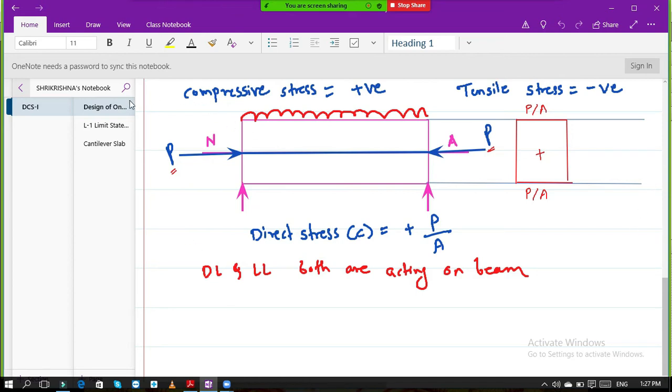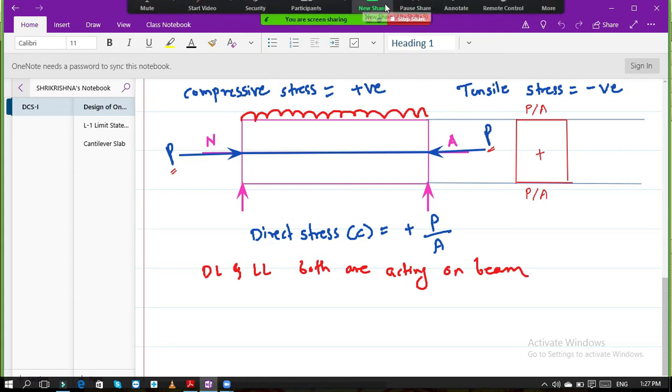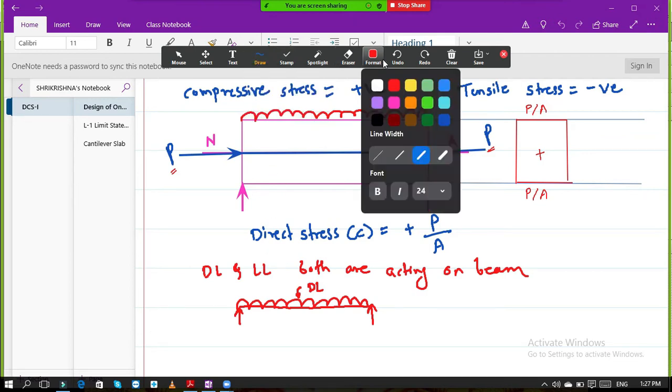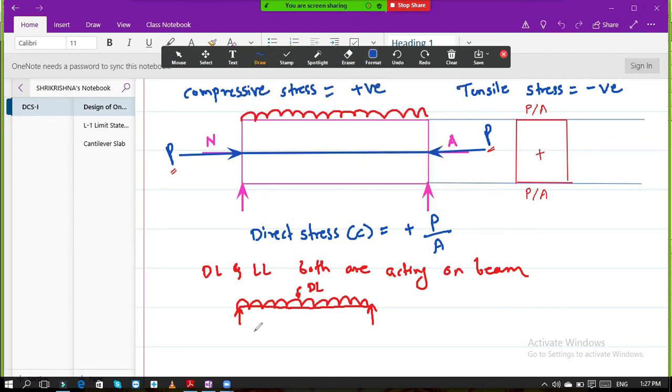Now this is the beam. I will draw the line diagram again. So this is your beam. It is simply supported over here. And now let us consider only dead load first. This is the dead load on the beam, whatever may be the value. Okay, dead load on the beam. Now what will happen to the beam due to this dead load? It will bend. This beam will bend in this direction.